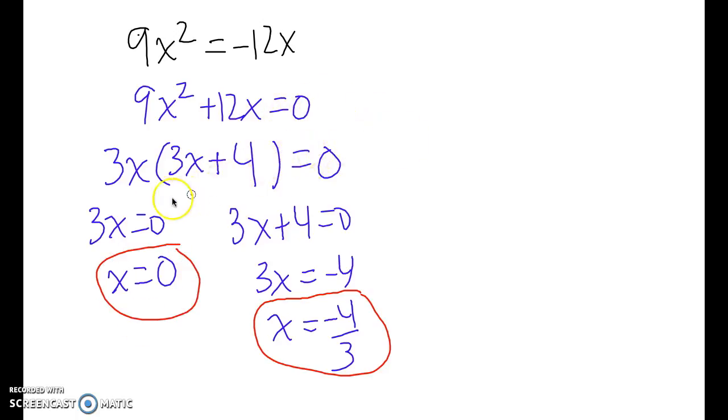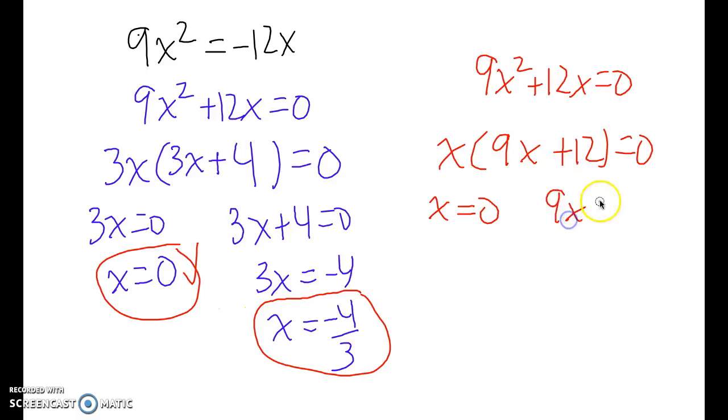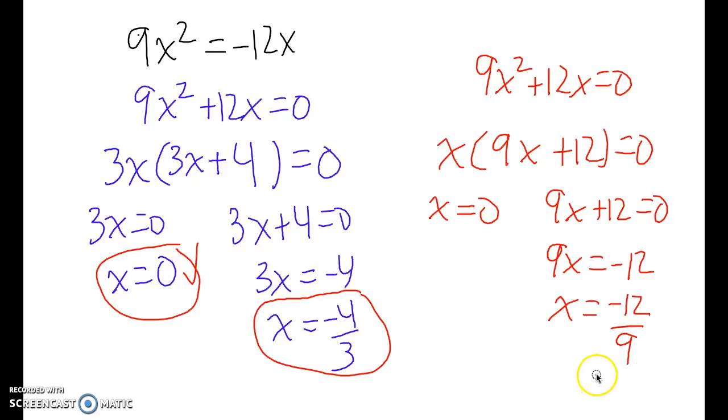Now, some of you might be thinking, well, I didn't really see that 3 was shared there and that I could factor that out. What would happen if I didn't do it? If we consider the same example, but we don't factor out that 3, watch what happens. I get x times (9x plus 12) equals 0. So this means that either x equals 0, same as this one, or 9x plus 12 equals 0. So 9x should equal negative 12. x should equal negative 12 ninths.